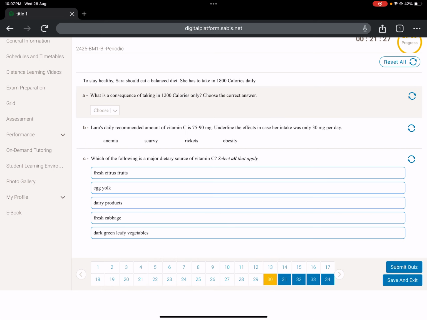To stay healthy, Sarah should eat a balanced diet. She has to take in 1,800 calories daily. What is the consequence of taking 1,200 only? Of course, it's very bad. That is part of starvation.